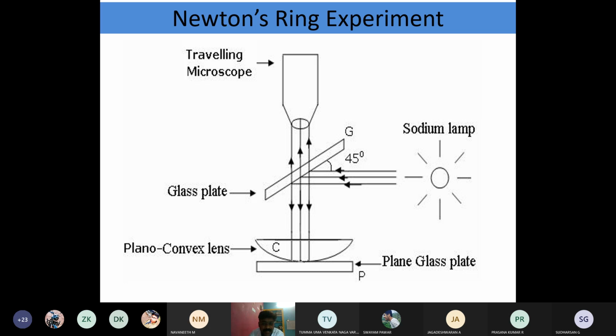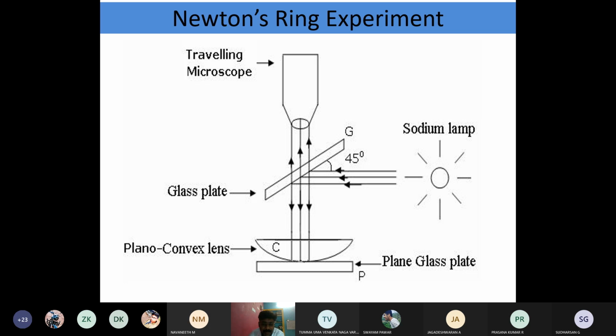Then we are going to consider a traveling microscope. This traveling microscope is used to view the Newton's ring and also to measure the readings. With the help of the traveling microscope, we are going to catch the circularly obtained interference pattern, and by using this microscope, we are also going to measure the readings. So this is the purpose of the traveling microscope.